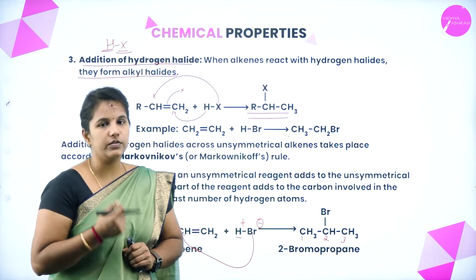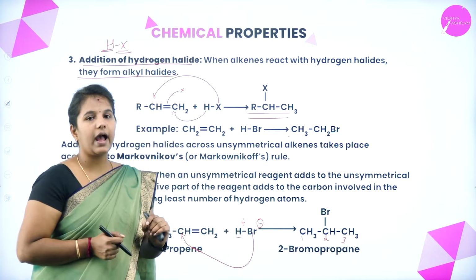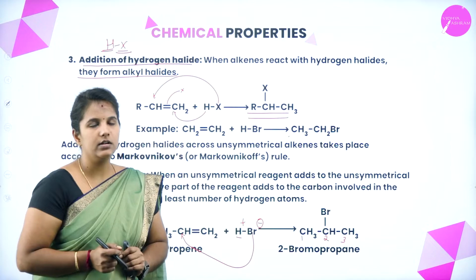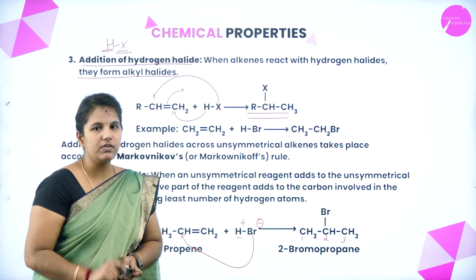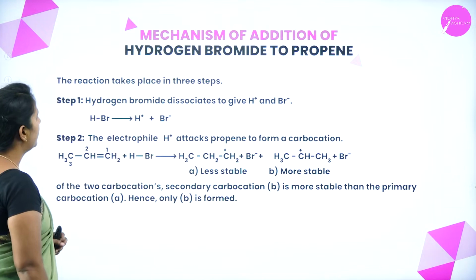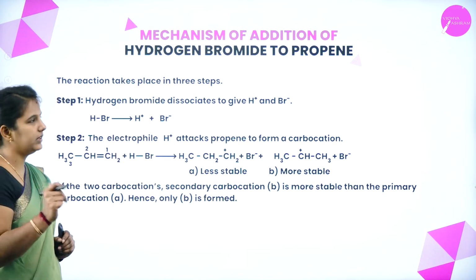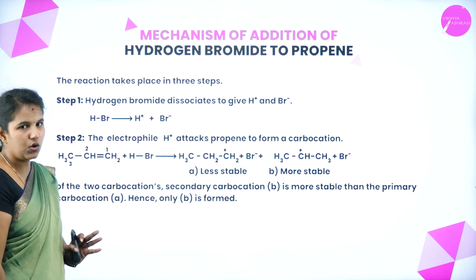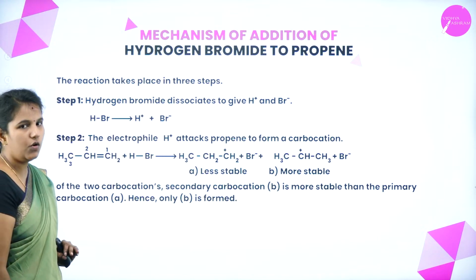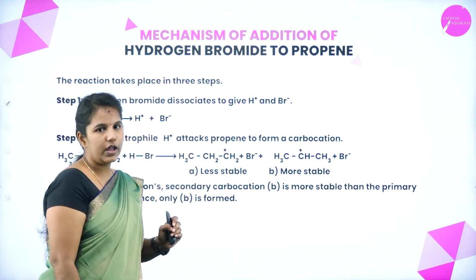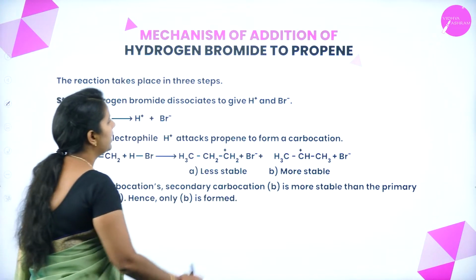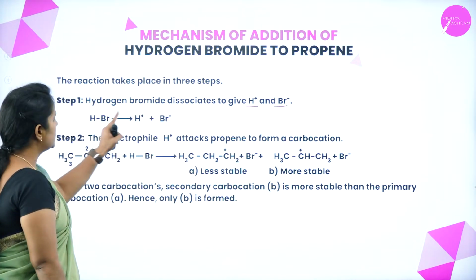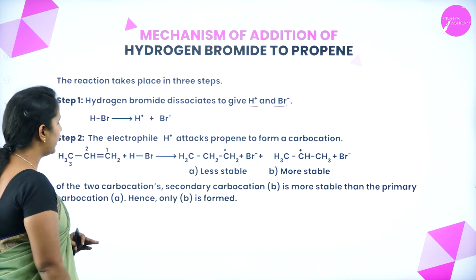So, hope you all understood this Markovnikov's Rule. How do we add this hydrogen halide to form an alkyl halide? Hope you all understood. We'll see the mechanism for this now. The reaction takes place in 3 steps. First, the hydrogen bromide, which is a hydrogen halide, dissociates to give H plus ions and Br minus ions.